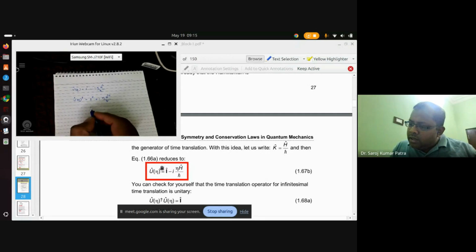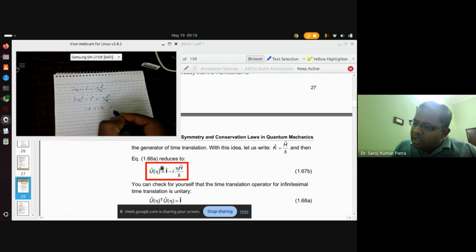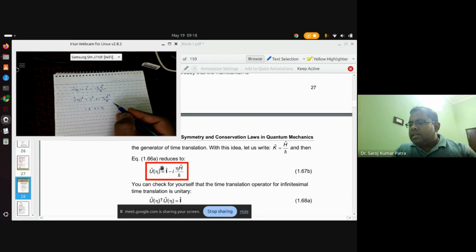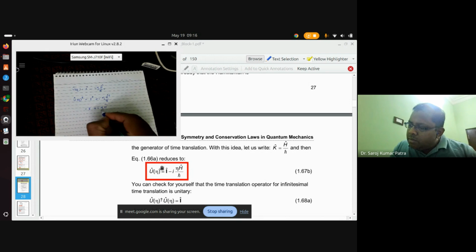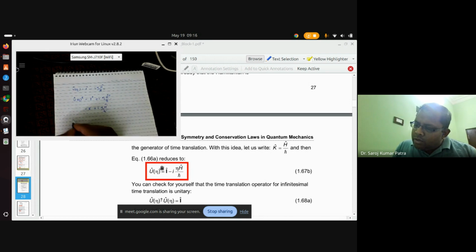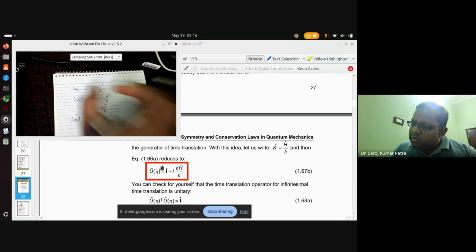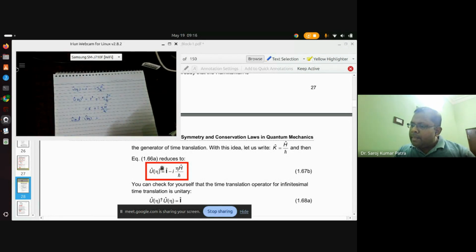So then, what is the identity? If we take that, it will be identity only, right? Plus I eta. Now the Hamiltonian is Hermitian, right? So it will be simply h cap by h cross. Now, can you evaluate what will be u eta dagger into u eta? Just multiplication of this with this one. What exactly are we getting? Can somebody evaluate?